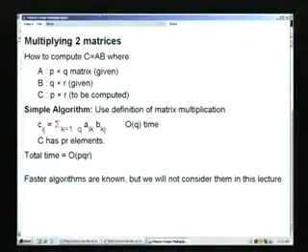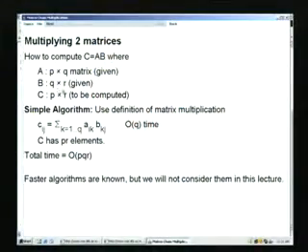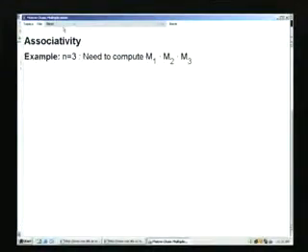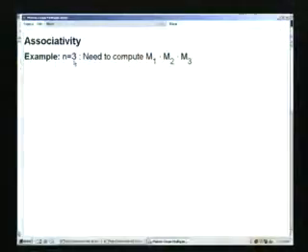So, we will assume for the rest of the lecture that if I want to just multiply two matrices together, my time is going to be O of PQR, or to make it even simpler, I am going to just say PQR is the time required for multiplication of a P by Q matrix and a Q by R matrix. The second issue concerns associativity. Let me explain this with a specific example involving only three matrices. So, say n is equal to 3 over here.